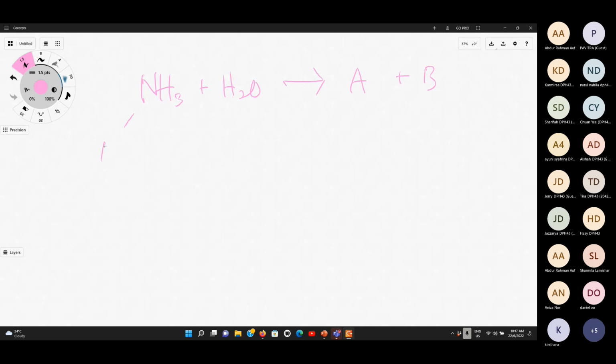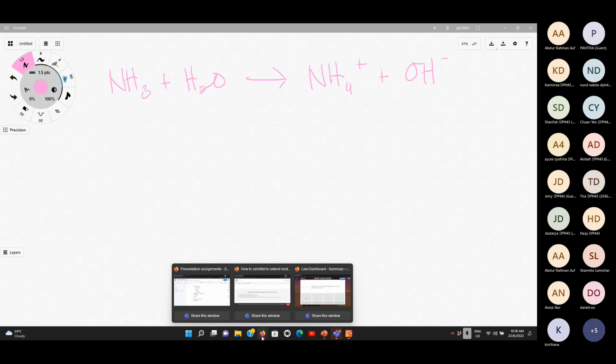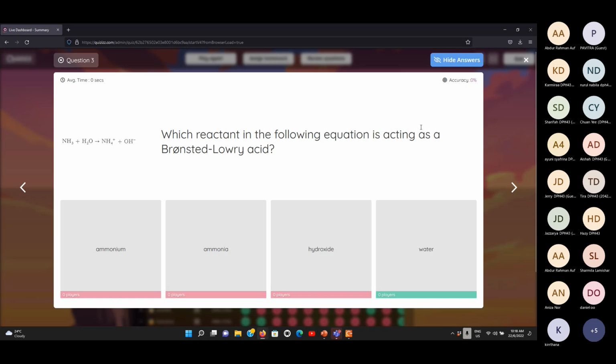No, kita akan cakap acid and bases. My bad. Go back. So, sorry. So kat sini kita nak tengok siapakah soalan tadi, siapakah acid and base kan? My bad, my bad. Acting as a Bronsted-Lowry acid.